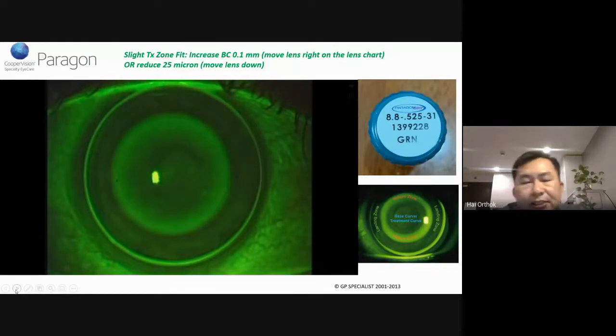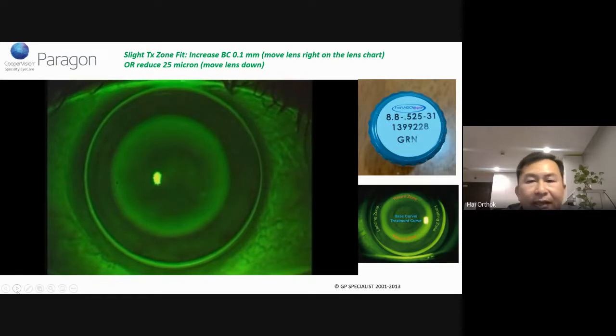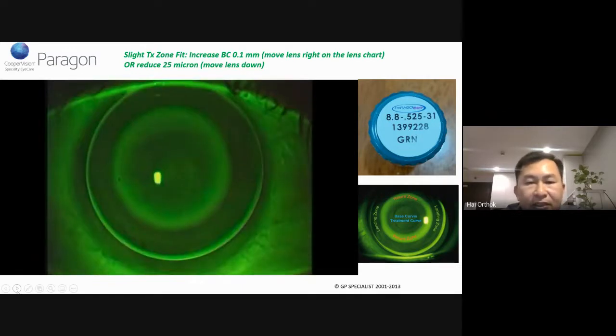In the next section, we will show you how to troubleshoot Paragon CRT. It's very similar, or exactly like the IC lens, but different just because we choose a different way of changing the units on the lens. For example, this one is called slightly vaulting; the lens is well centered, it's just slightly vaulting on the cornea. So if we see this on the IC lens, what do we do? We move the lens to the right.